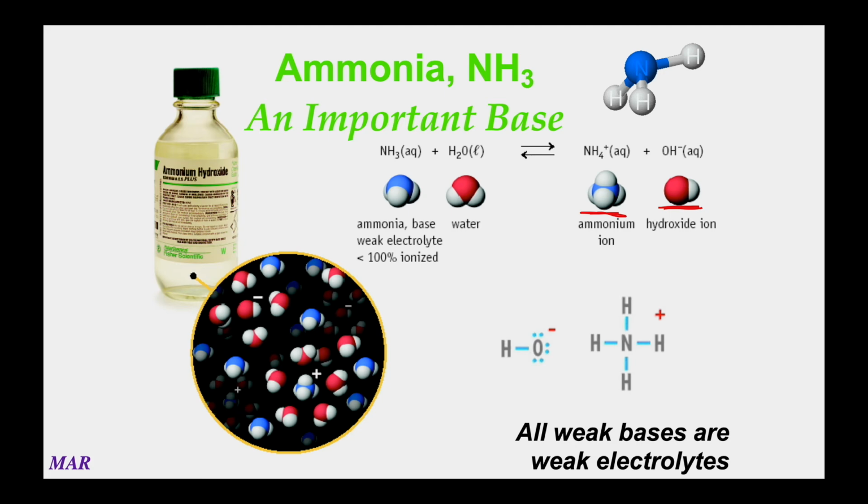So ammonia is an example of a weak base, much less than 100% ionized, which means that if you put 10 moles of NH3 in, you don't end up with 10 moles of hydroxide. It's much less than that, 1 in 10,000. There are just a few strong bases, but there are literally thousands upon thousands of weak bases out there, and they're all going to be important.